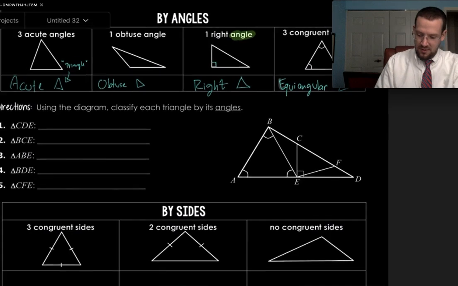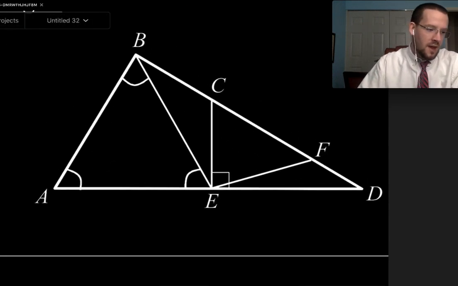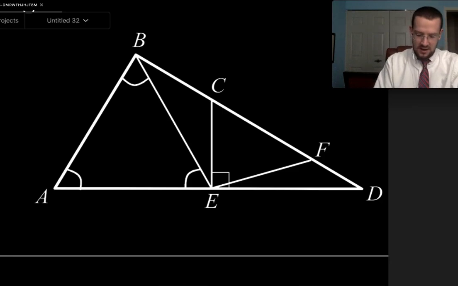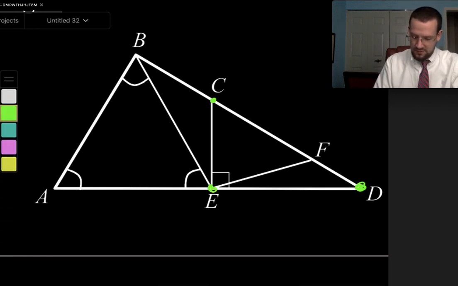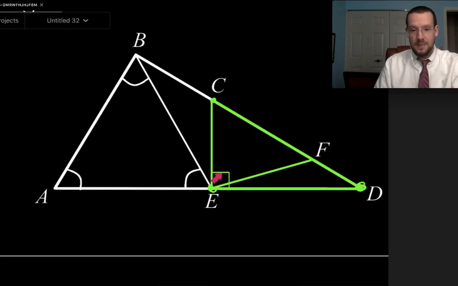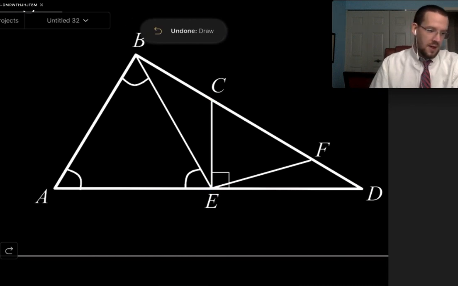And so let's look down here. We have this figure down here. And the first triangle we want to look at is triangle CDE. So I'm just going to kind of highlight this. CDE. Okay, and so what we want to do is look at this triangle CDE and think about what kind of triangle it is. Well, look at this. I see it already. There's a right angle down here in the corner. So triangle CDE is a right triangle.